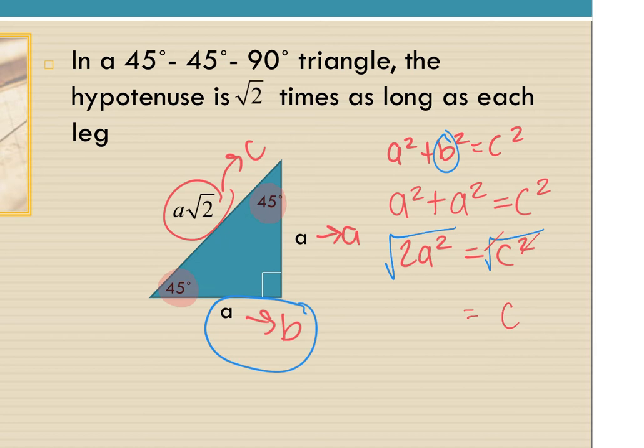Now, remember, there is a property of exponents, okay? We can apply this square root to each of the terms inside separately, as long as they're being multiplied. Okay? So I'm going to rewrite it as the square root of 2 times the square root of A squared. Are there questions on what I just did there? Yeah, Savannah?